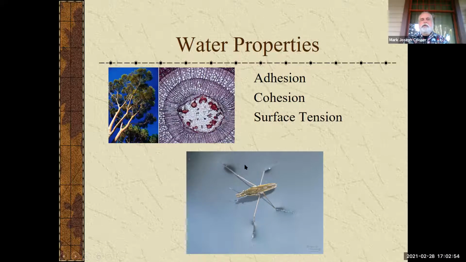All right, surface tension. Here's another example. This is a little water strider, an insect. It can sit on top of the water and actually walk because it does not weigh enough to actually break the surface of the water. To do that, you have to break the hydrogen bonds between the water molecules.